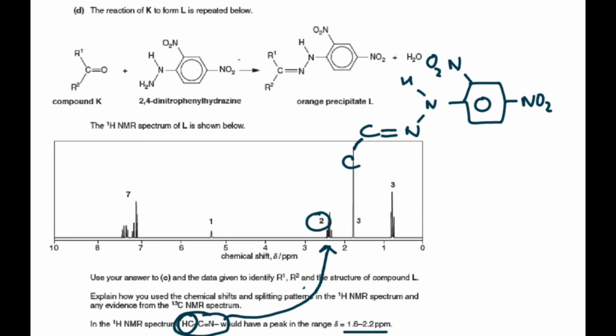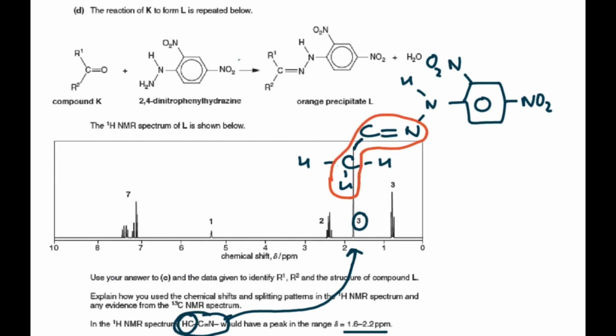Oh, sorry, excuse me. I've got the wrong peak. Let me just go back here. That's not that peak because it says 1.6 to 2.2. Excuse me, I'm sorry. There we go. That's why it's important to read carefully what you're doing. It's that peak, 1.6 to 2.2. It's this peak here, which has got 3 hydrogens, and therefore it is those 3 hydrogens there, H, H, H. So what we've got is a HCCN, and it tells you it's between 1.6 and 2.2 ppm. So it's that peak there.